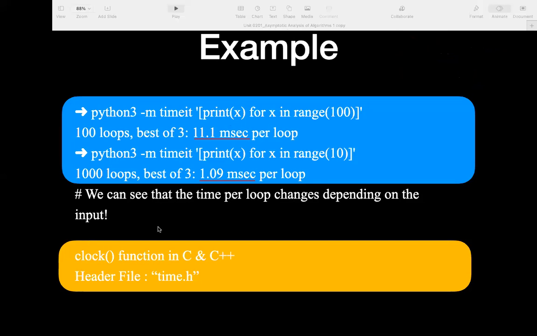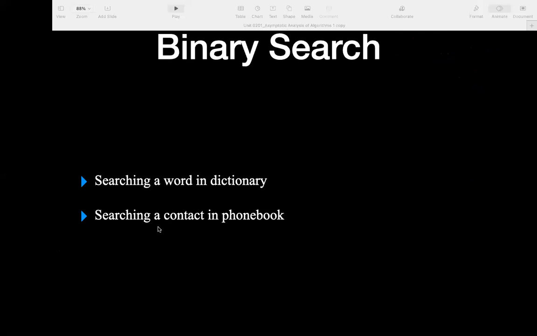So let us look at one very important type of algorithm, which is generally used in many scenarios, and it is called binary search, right? We know that, for example, if you want to search something in a dictionary, how do you do it? How do you find something in a dictionary? Suppose we want to find the meaning of the word DICT, right?